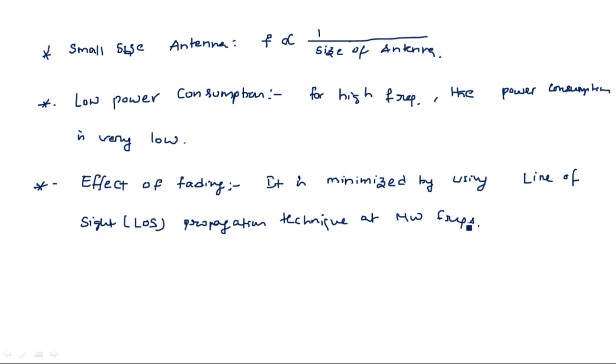So the effect of fading is reduced, meaning the signal cannot go away without reaching the destination. The signal can be transmitted between transmitter and receiver because they are in line of sight. What do we mean by line of sight? If there is a tower with an antenna, and another antenna on the ground, both are in one continuous line of sight. Line of sight means one antenna must be visible to the other antenna.